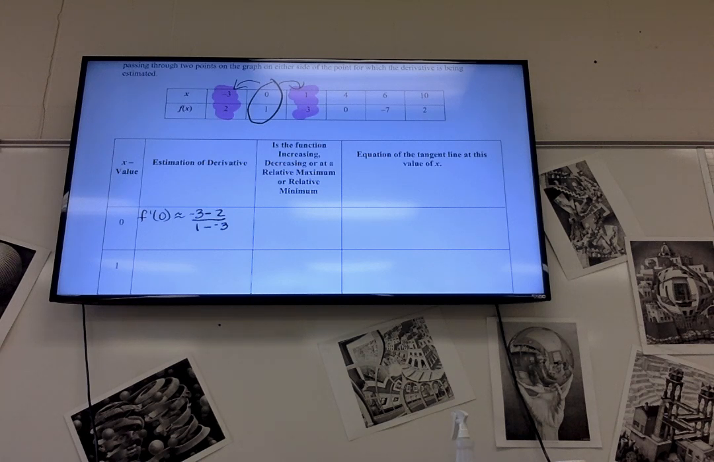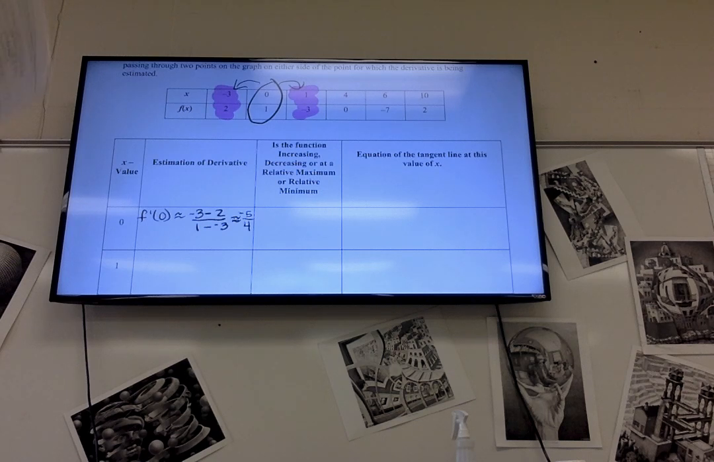I'm going to do plus 3. I don't know what that dot is, but I think it's a negative. That is a negative. So it's a negative 5 over 4. So that is my approximation of the derivative at 0.